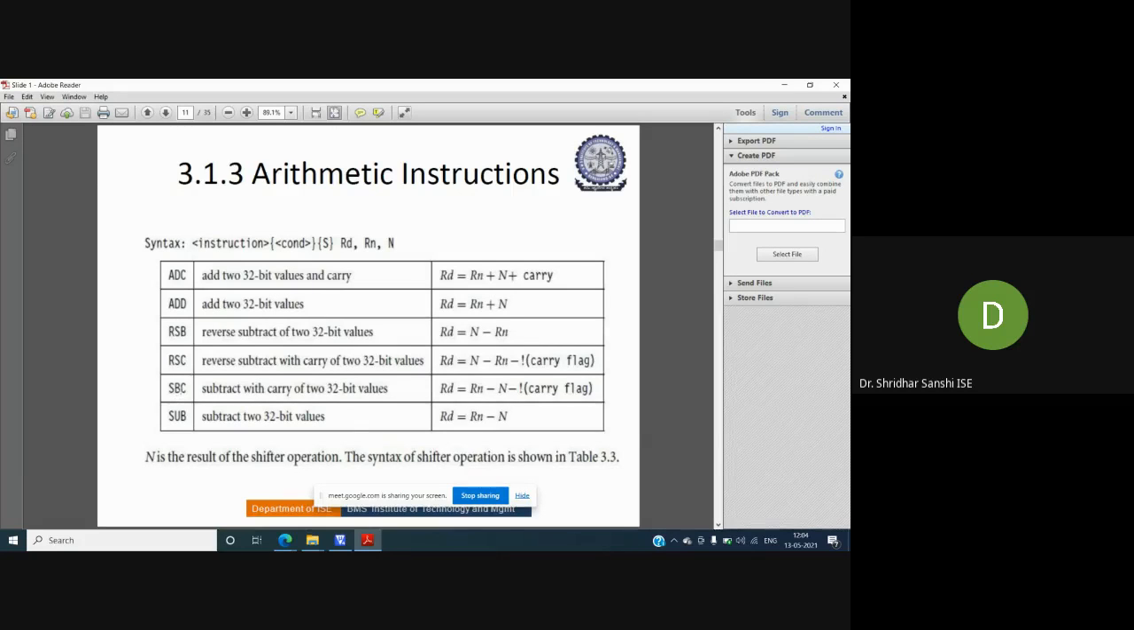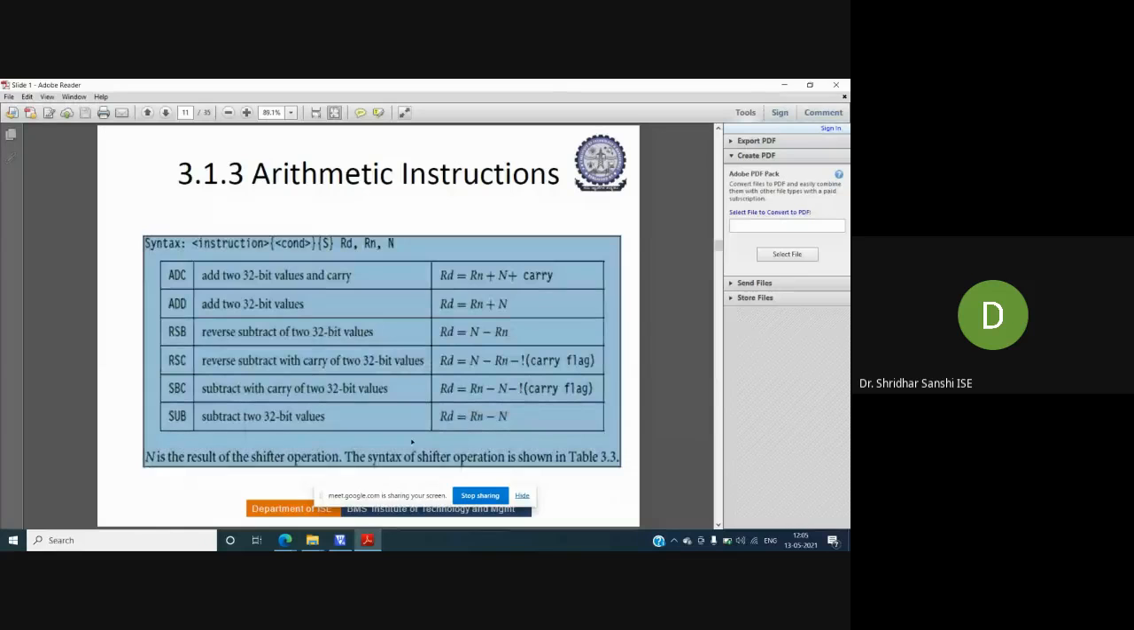SBC is subtract with the carry. You can see the difference between reverse subtract and normal subtract. In reverse subtract it is the second operand minus the first operand, but with subtract it is the first operand minus the second operand. Since it is SBC, we are including the carry, and before including the carry bit, we negate its content. That's what SBC stands for. And SUB is normal subtraction, that is Rn minus the second operand.